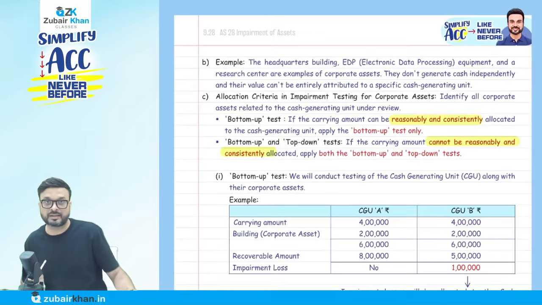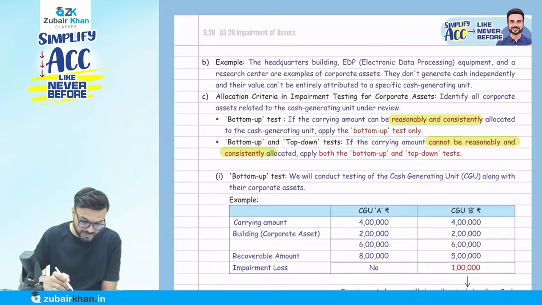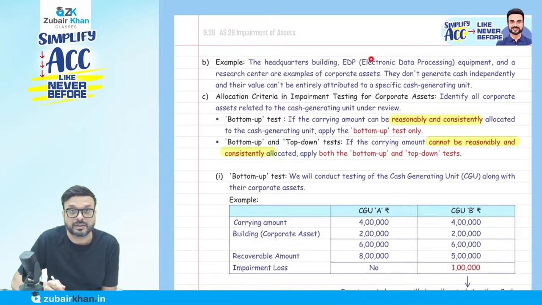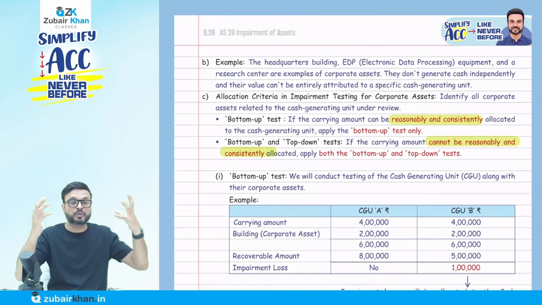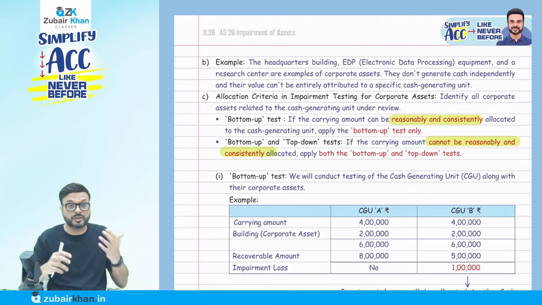So how to do that? They have given certain examples. They say the headquarter building, EDP like electronic data processing equipment, and a research center are examples of corporate assets. They don't generate cash independently and their value can't be entirely attributable to a specific CGU. So how to allocate? The problem is that I have one building which is used by different CGUs. I have to allocate the value of those buildings to find out the impairment loss.